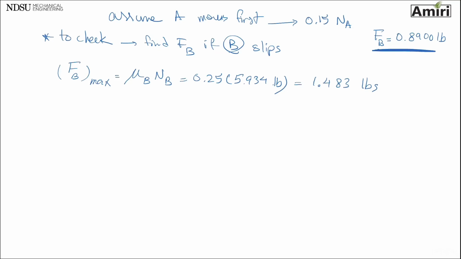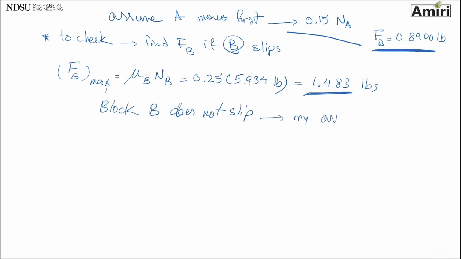So if A slips first, what FB do I get? This much. If B slips first, this is the FB I get. So block B does not slip. Therefore, my assumption was correct. And the value that I'm looking for is the theta of 8.53.